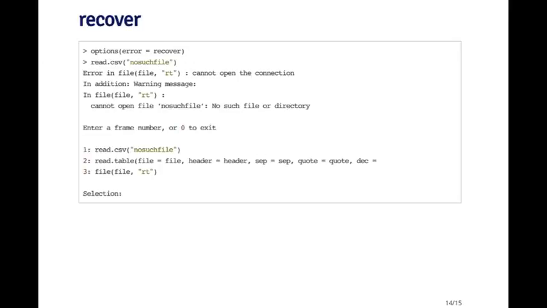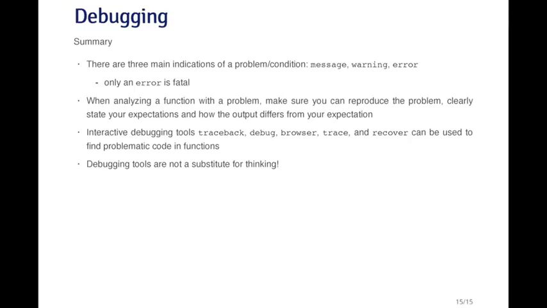Okay. So just to summarize really quickly, there are three main indications of some sort of problem or condition: the message, warning, and error, and of the three, only the error will stop execution of the function. When you're analyzing a function that you think has a problem, make sure you can reproduce that problem, and make sure you can articulate what your expectations were and how the output differs from what you were expecting, or as I like to say, what you were expectating.